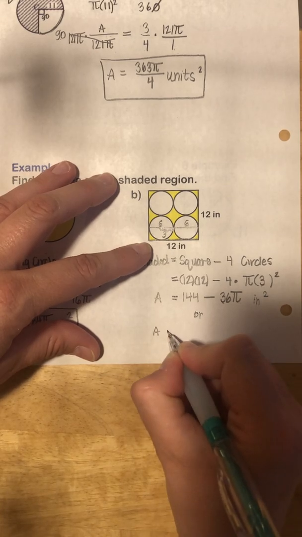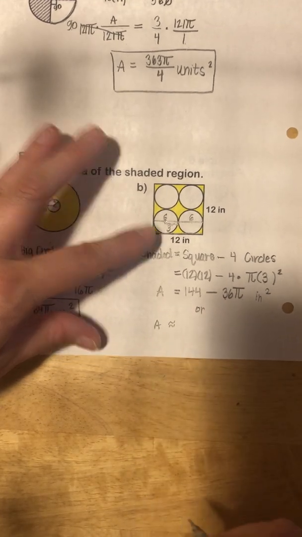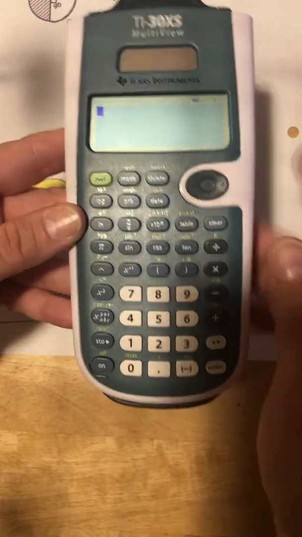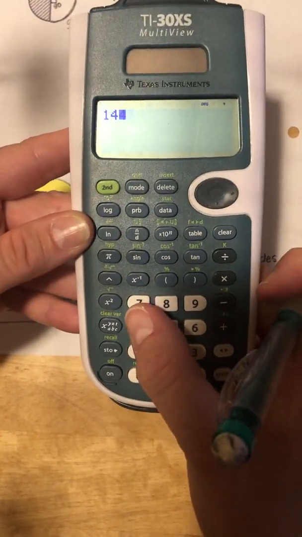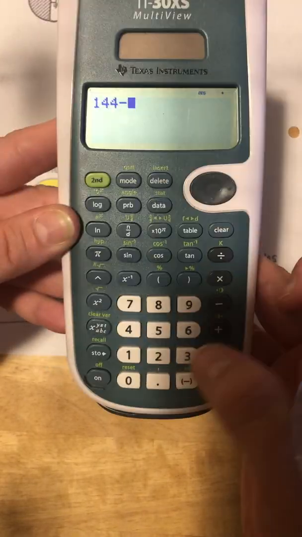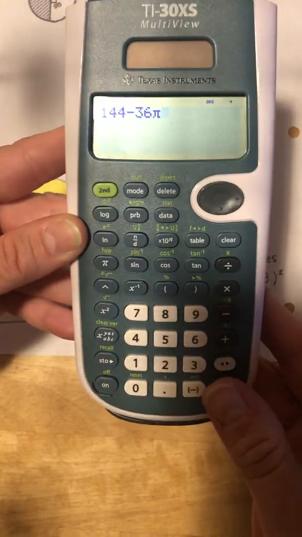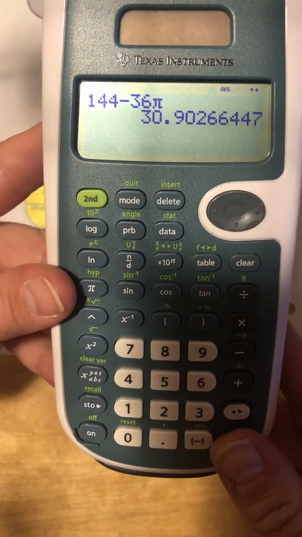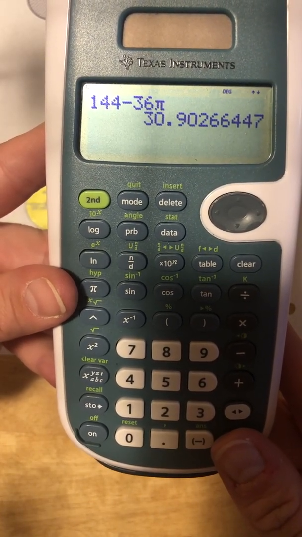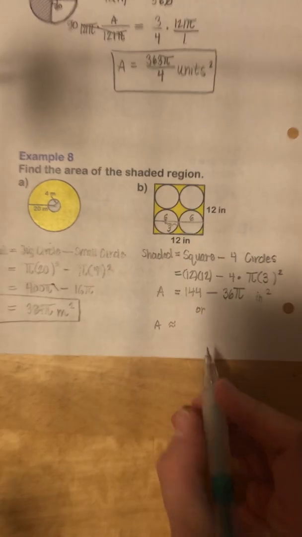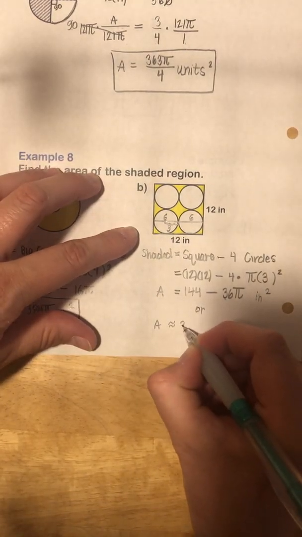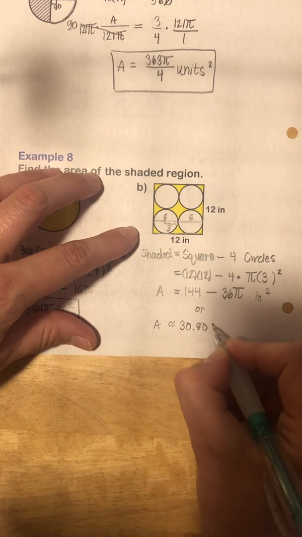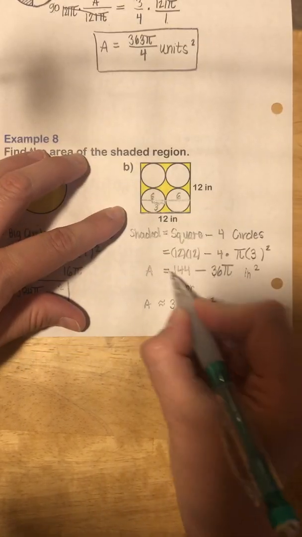or I could use the calculator. Now I'm going to go ahead and put an approximate symbol because I know this is not going to come out to be the prettiest answer. So we're going to do 144 minus 36 pi. And then I'll do 2 digits after the decimal point. So I'm going to say that it is approximately 30.90. So that area, that shaded region, is approximately 30.90 inches squared.